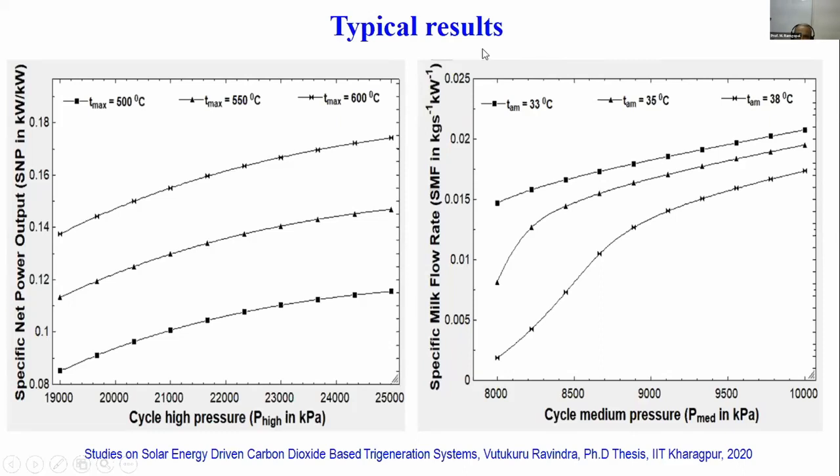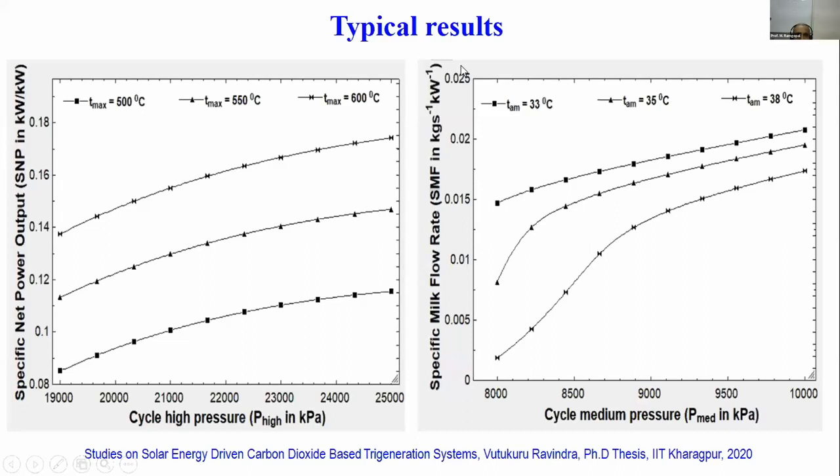And the specific milk flow rate. Here the specific milk flow rate is much less compared to the earlier system, because in the earlier system the denominator is electrical power, whereas here the denominator is solar heat.